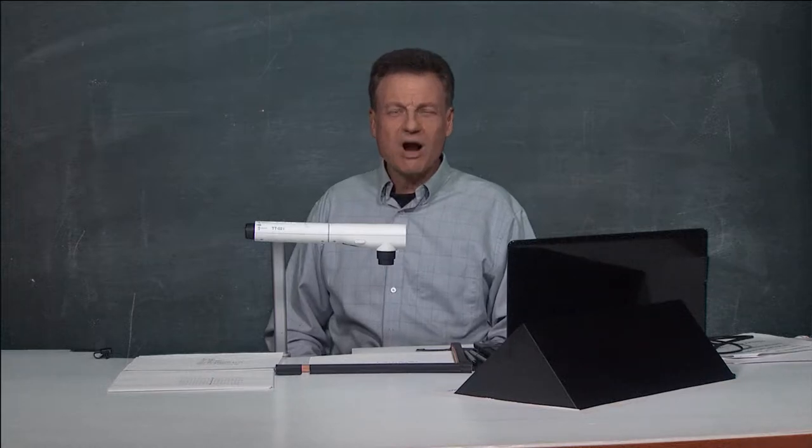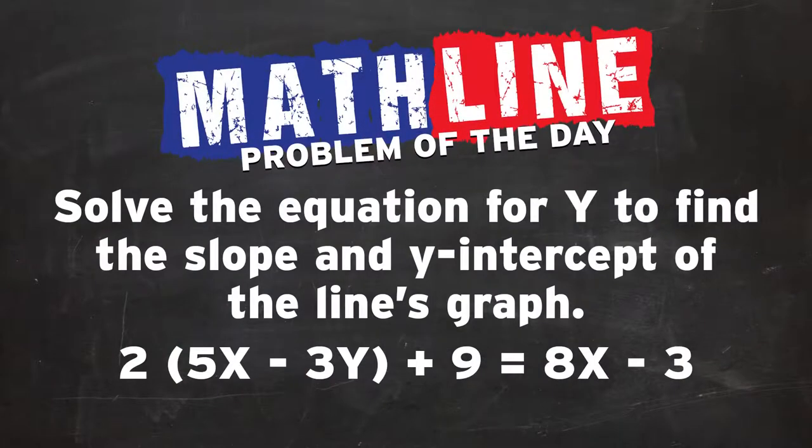And let's go to our problem of the day. Problem of the day says we're going to solve the equation for y. Well, there's a messy equation in there, folks, to find the slope and y-intercept of the line's graph. So we're already given a hint this is supposed to make a line. So let's look at it again one more time. Solve the equation for y to find the slope and y-intercept of the line's graph.